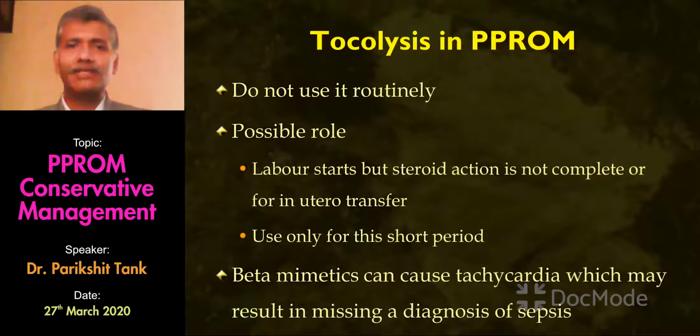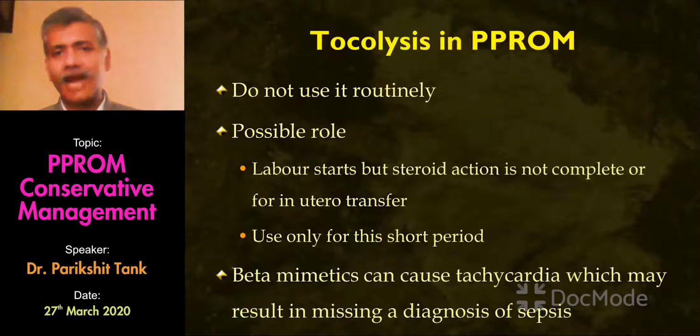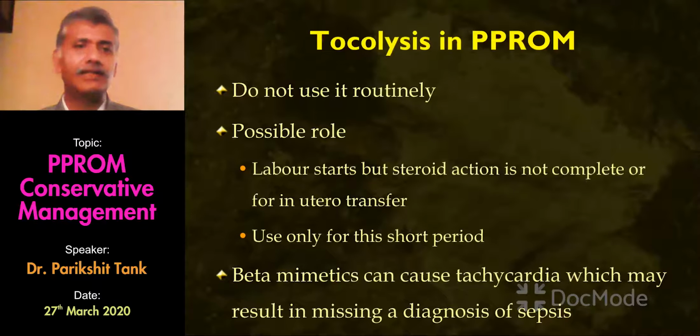Where does tocolysis fit in for the woman who has presented with preterm pre-labor rupture of membranes? In one word, do not use it routinely. What could be the possible role for tocolysis? Well, if labor starts but steroid action is not completed or in utero transfer has not yet occurred, then for that small window of time, for that short period, one could consider giving tocolysis. But as a routine, tocolysis has no place whatsoever if the membranes have ruptured.